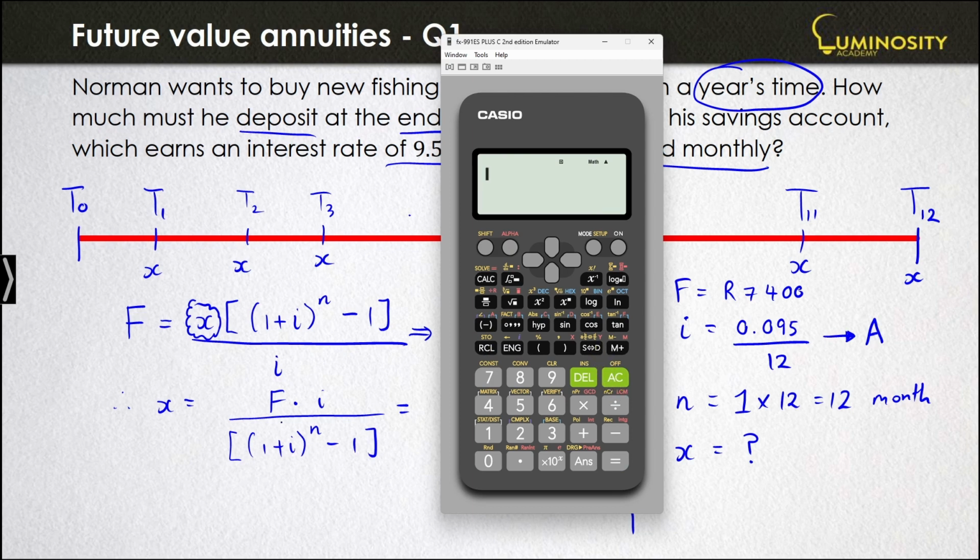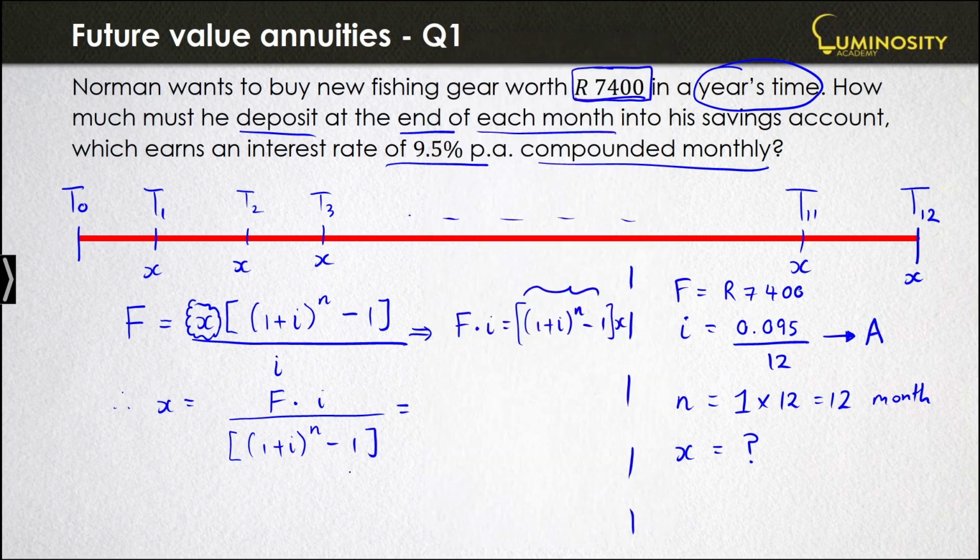So I'm going to substitute into that formula. Open brackets in my numerator, I'm going to have 7,400 times the interest rate, which I've called A, all over 1 plus the interest rate A, close brackets, raised to the power of 12 months, minus 1 equals, and I get 590 Rand and 27 cents. So 590 Rand and 27 cents.